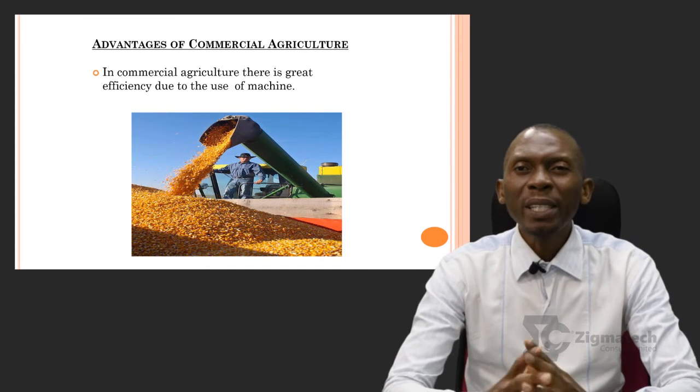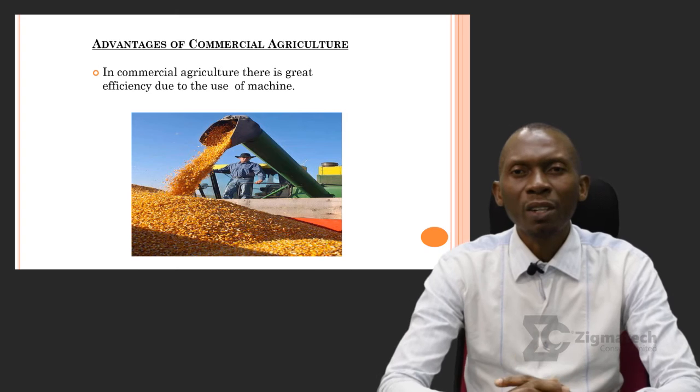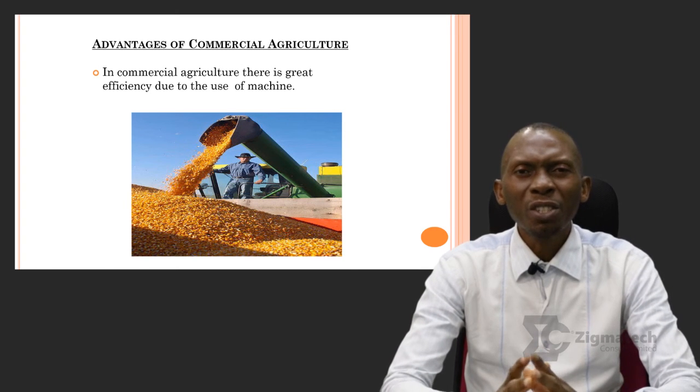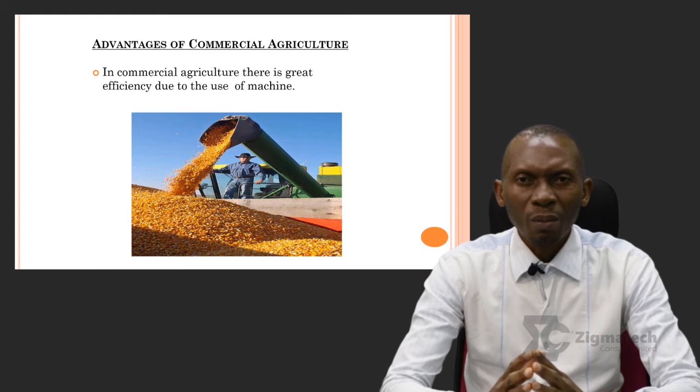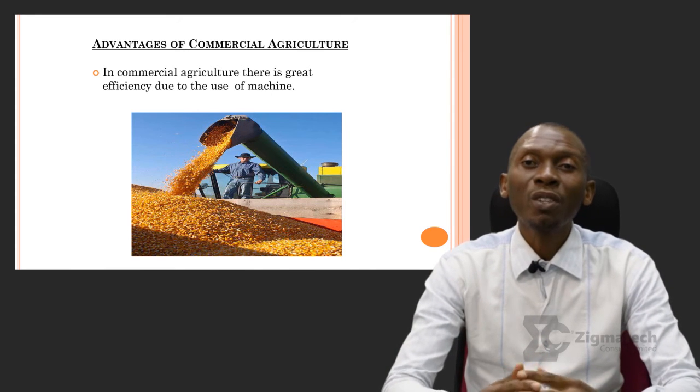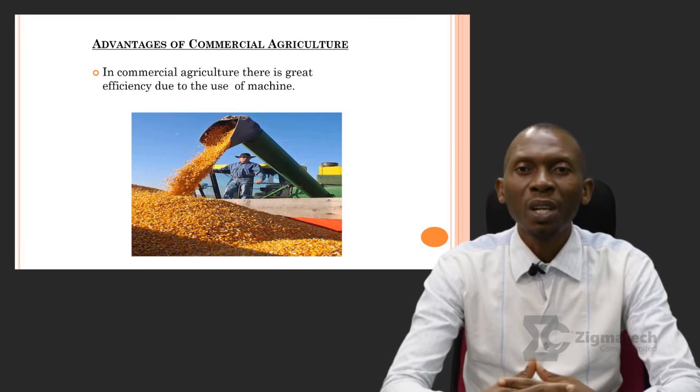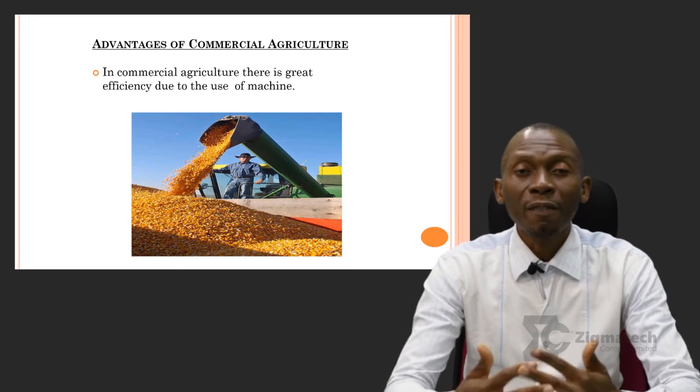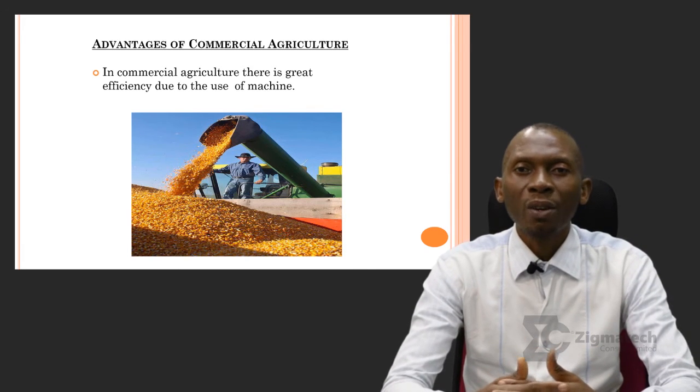Now, there's also great efficiency in commercial agriculture. What about precision? The farmer is able to achieve set targets and exploits in terms of commercial agriculture because of the machines that are involved in commercial agriculture.